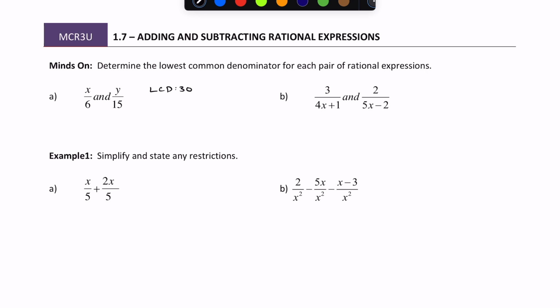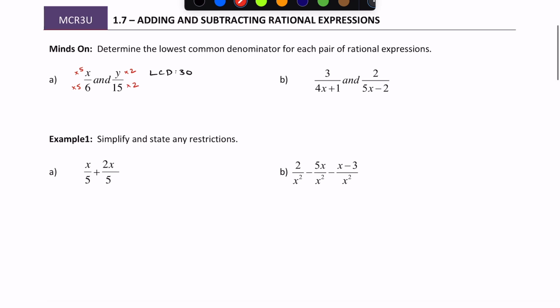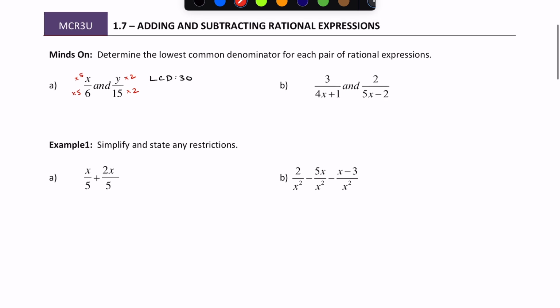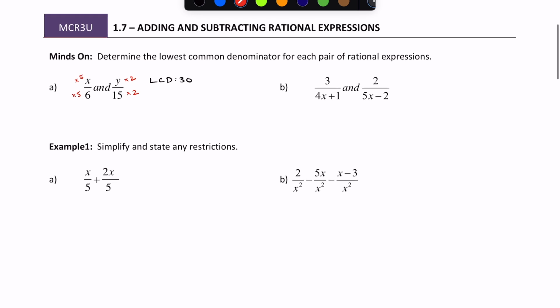And here the lowest common denominator is 30, so we'd multiply by 6 by 5. So whatever we do to the bottom, we do to the top. And here we would multiply y by 2 and 15 by 2 as well. So here we see that we would get 5x over 6 and 2y over 30.